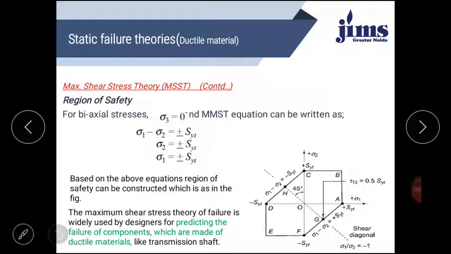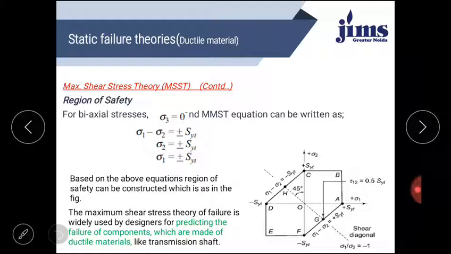With the help of the maximum shear stress theory in a complex system, we can draw a region under whose boundary your component may be safe. I think it is a combination of the stresses that will tell you about the situation where your component may be safe, or beyond that boundary your component may fail.